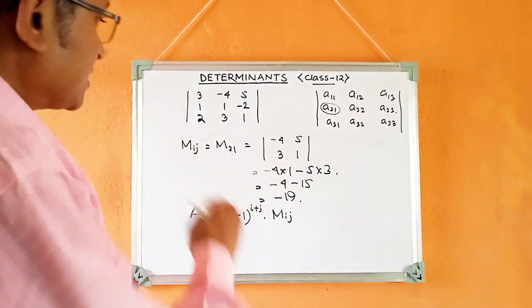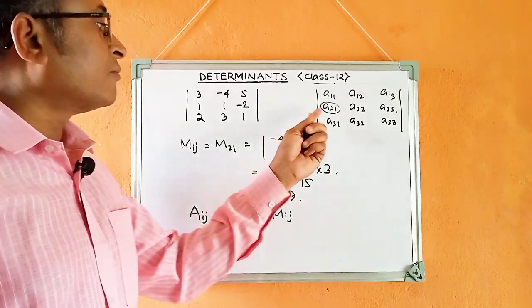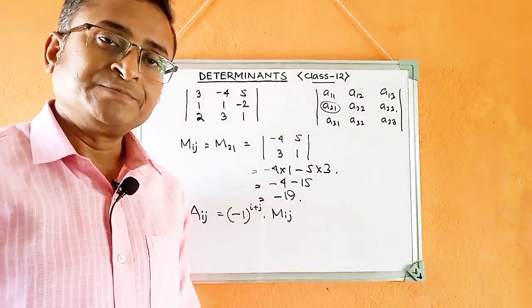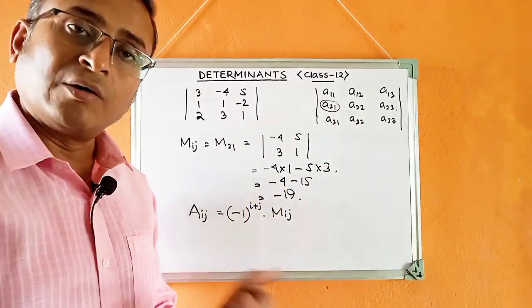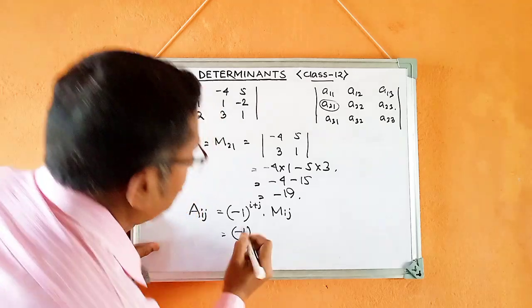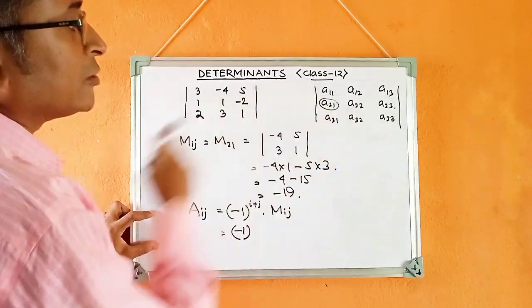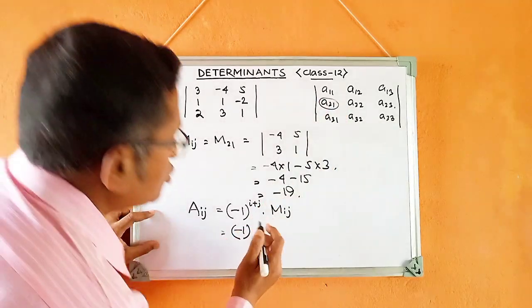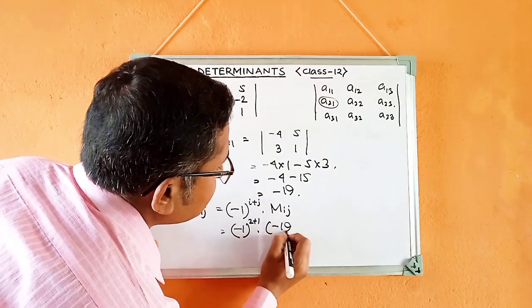Suppose we find the minor of A21, that means we find the cofactor of that element. What is the minor of that element? That is -19, as we already found. Now the cofactor equals (-1) to the power i plus j, where first is i and second is j. Here i is 2 and j is 1, then times the minor, that is -19.